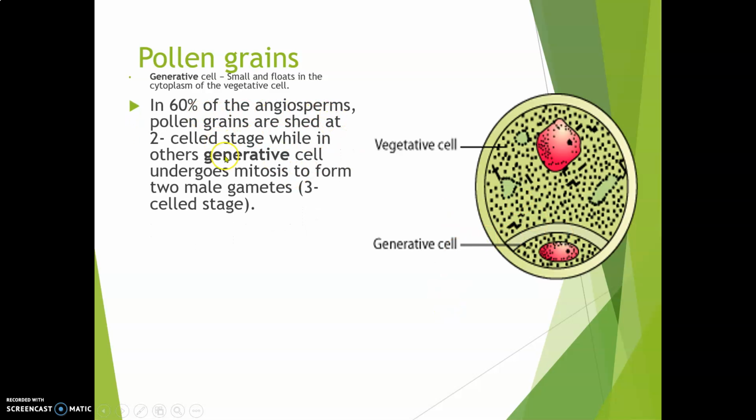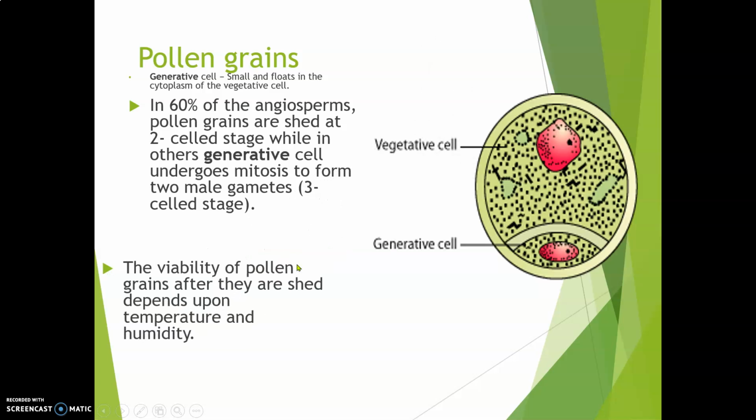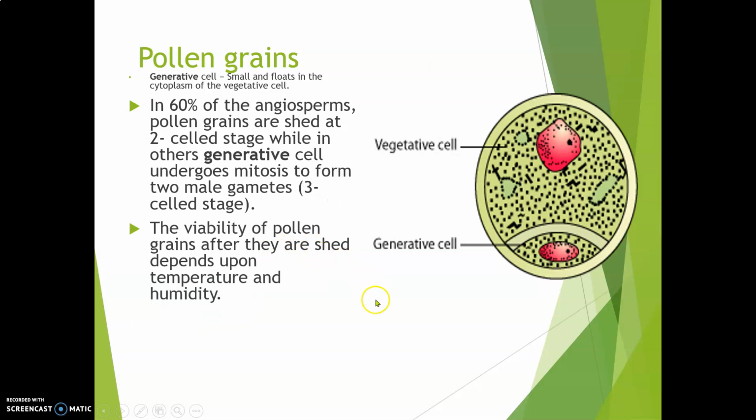In 60% of angiosperms, pollen grains are shed at the two-celled stage, while in others, the generative cell undergoes mitosis to form two male gametes. This is the three-celled stage. Now, viability of pollen grains after they are shed depends upon temperature and humidity. Viability means for how much time they retain the capability to germinate and then produce the pollen tube. This viability ranges from 30 minutes to a few months.